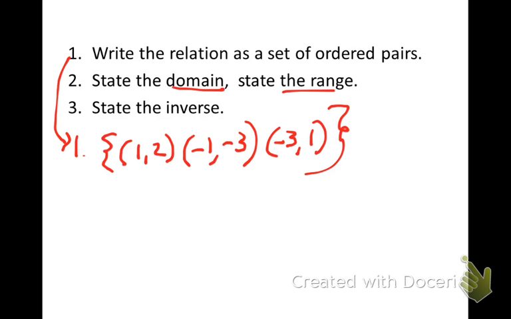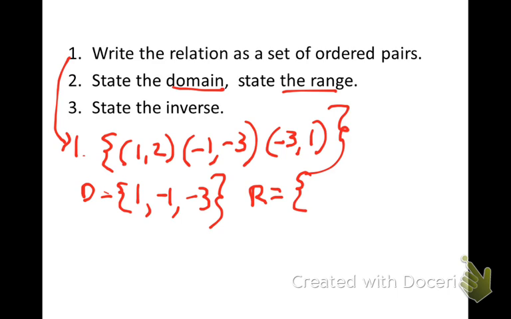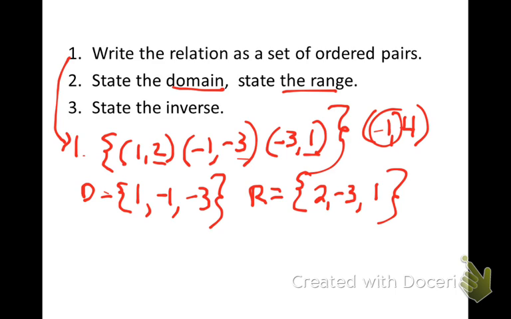State the domain and the range. Well, the domain is going to be the set containing the first coordinates: 1, -1, and -3. The range is going to be the set of second coordinates, so the y coordinates right there: 2, -3, 1. Now, if I would have added another ordered pair to this, let's say -1, 4, I see -1 here. I do not repeat that in the domain, or you don't repeat them in the range. So you only write them down one time.